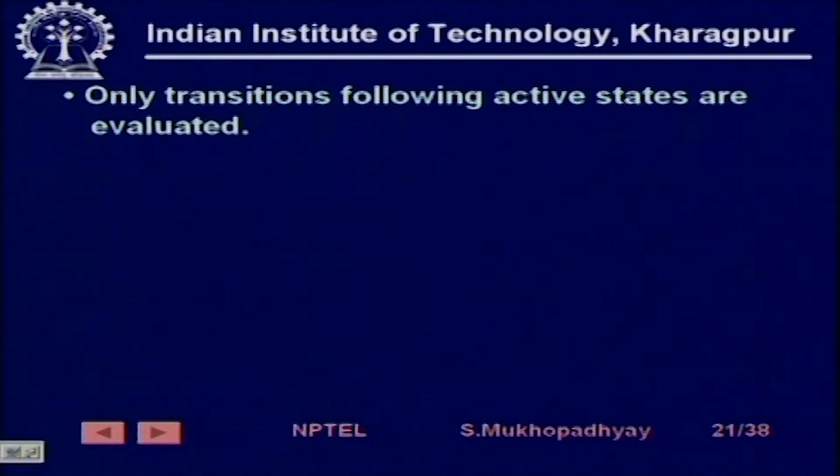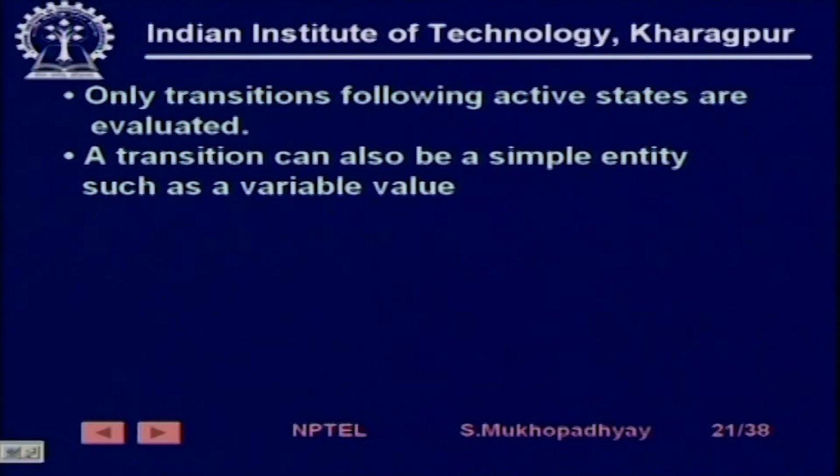Only transitions following active states. So, again, when you are in a state which is active, only certain transitions can occur. Therefore, only those transitions need to be evaluated. A transition can either be a program itself embodying very complicated logic, or it can be a simple variable like in our example, which is simple enough.